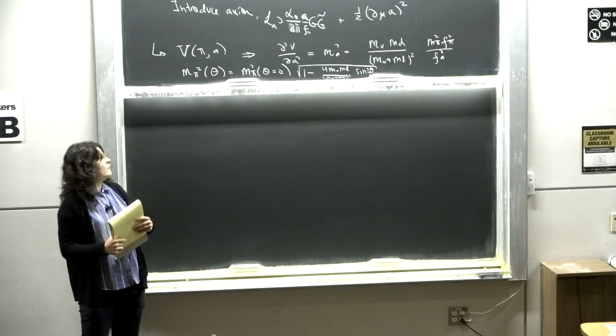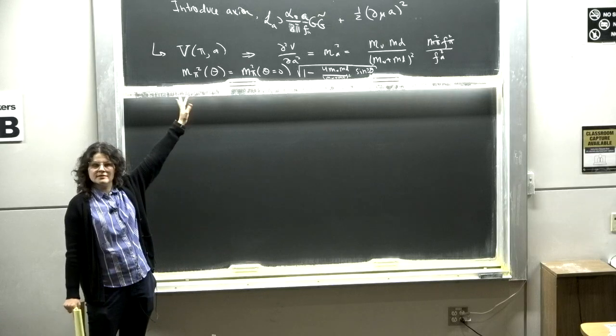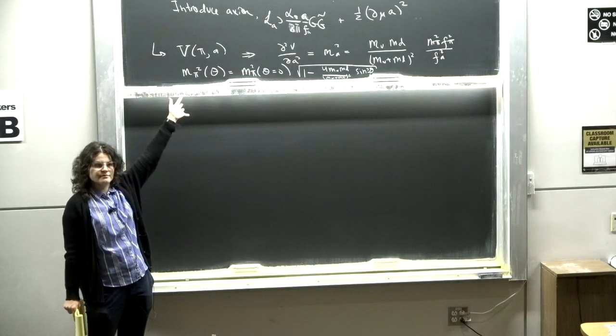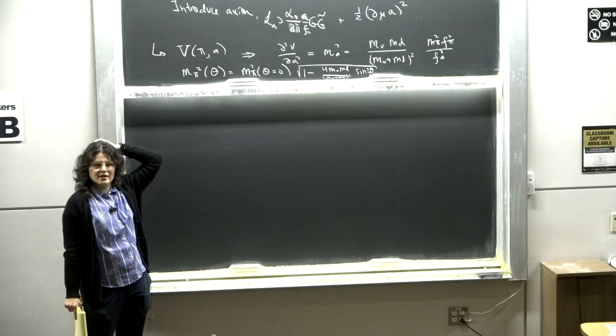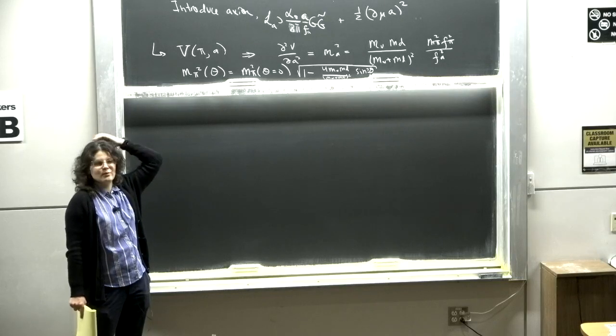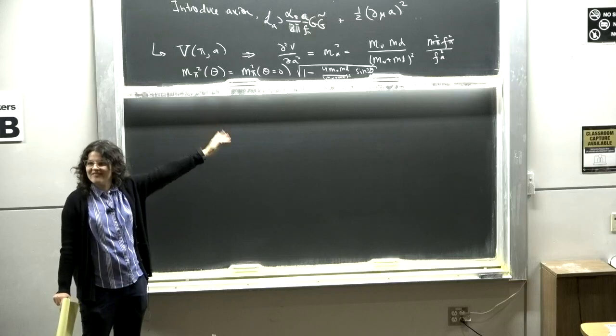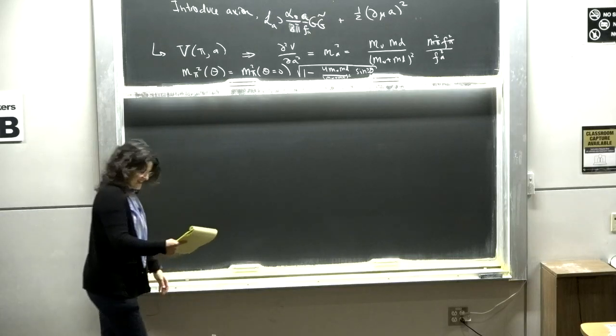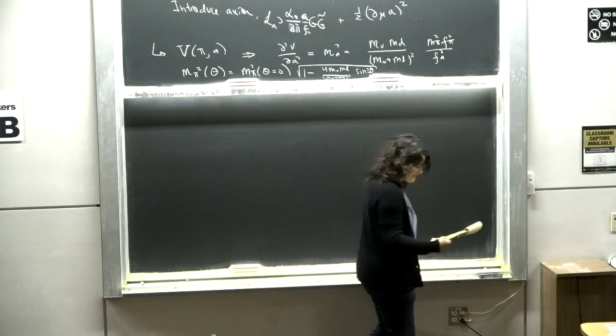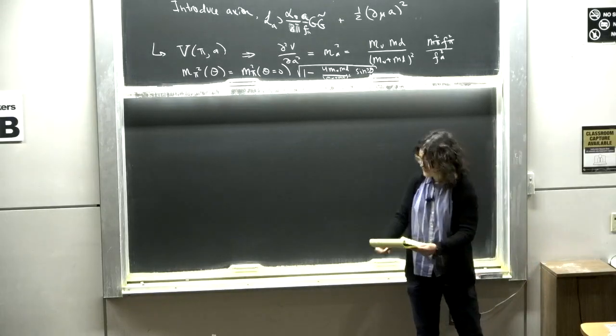Okay. Any questions on this? Everything is clear? You'll be able to explain to all your friends how the pion mass depends on the axion. Okay, good. If you think of a question later, feel free to ask.